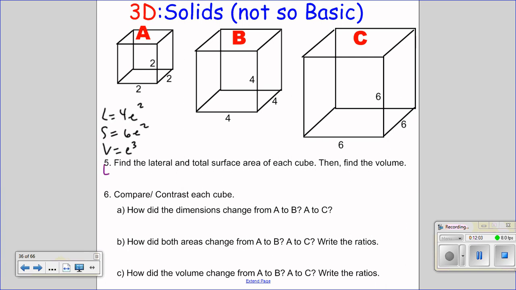All right, so the lateral for cube A would be 4 times 2 squared, which is 4 times 4, so 16. The surface for cube A would be 6 times 2 squared, or 6 times 4, which is 24. And then the volume, I ran out of space, so I'll put it at the top. The volume would be 2 to the third power, which is 8.